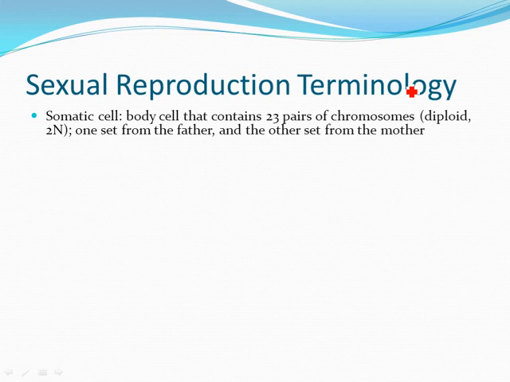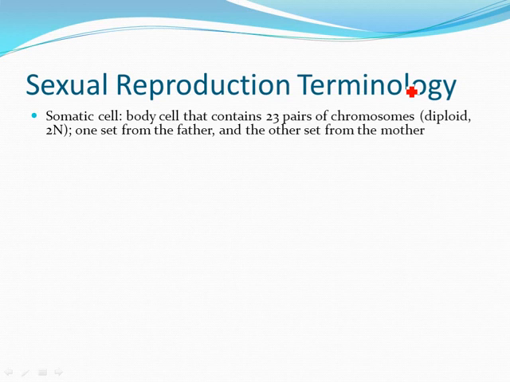Okay, some terminology about sexual reproduction. Somatic cells are the opposite of a gamete cell. This is when we're talking about our body cells. When we're talking about our body cells, how many chromosomes are in there? 46, 23 pairs. So they are diploid, or 2N, right?